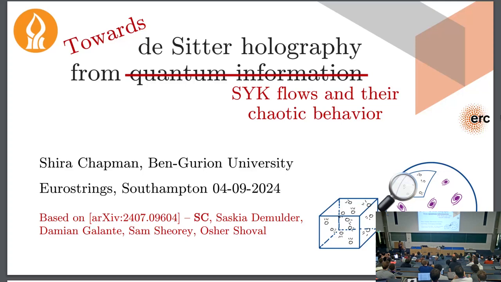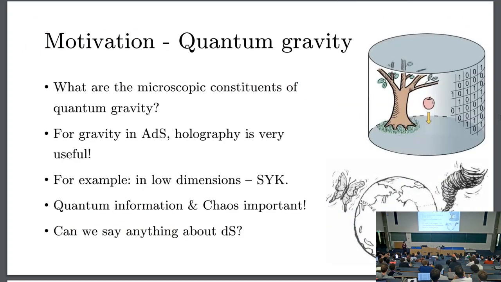All right. So the question that I would like to answer, like some of you in this room, is what are the microscopic constituents of quantum gravity? And for the case of gravity in AdS, holography was extremely useful to answer this question. In particular, when focusing on low dimensions, we know that nearly AdS2 gravity is dual to SYK. And this discovery gave us a very concrete idea of the microscopic constituents. In particular, in these developments, quantum information and chaos played a very important role.